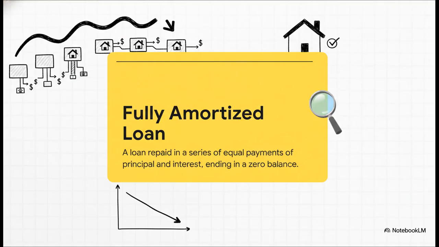Okay, this is probably the one you're most familiar with, the fully amortized loan. Your classic 30-year fixed-rate mortgage. They sometimes call it a level payments loan, and for good reason. It's all about predictability. Every single month, you pay the exact same amount. Part of it covers interest, the other part chips away at the principal, and at the end of the term, poof, your balance is zero.